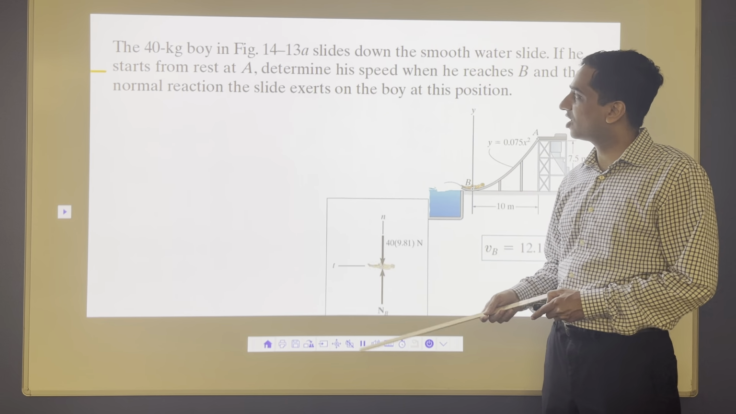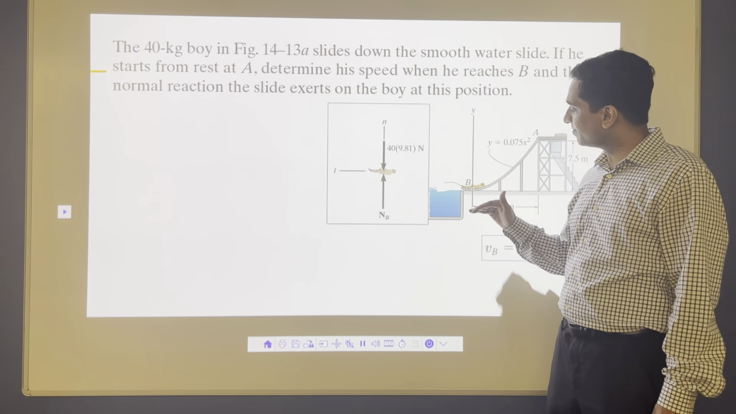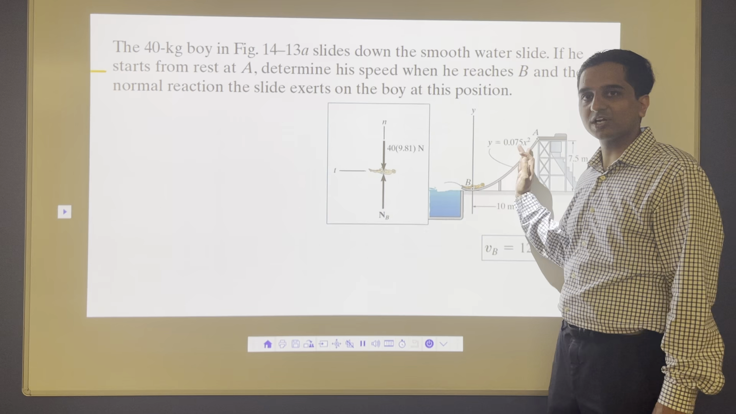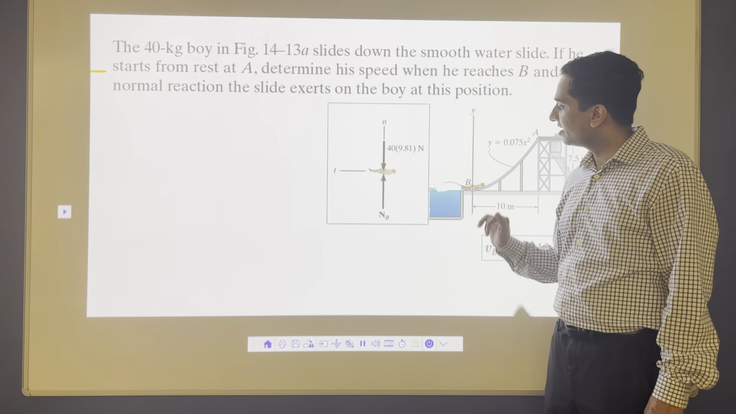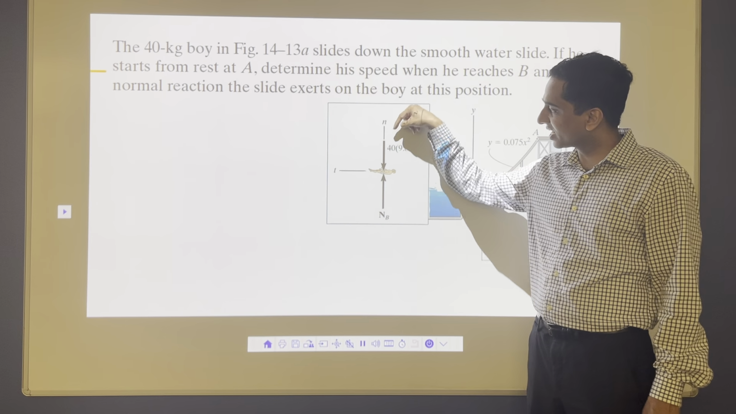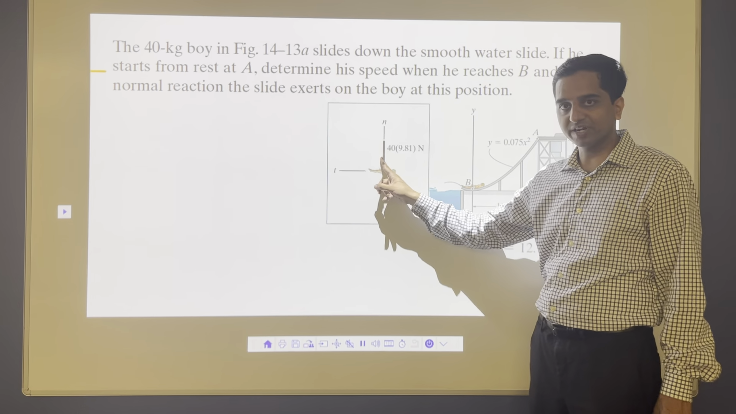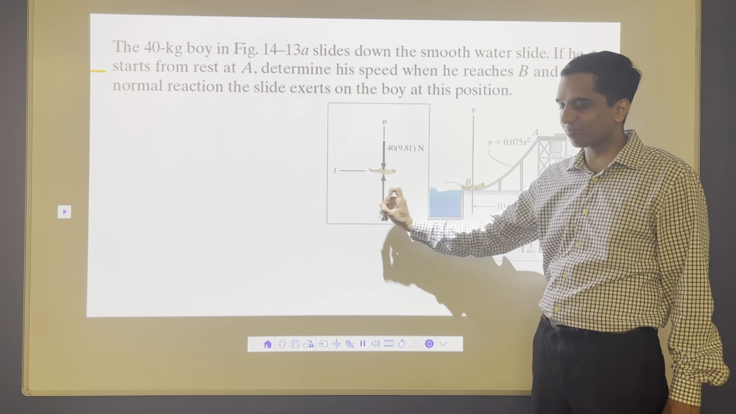Now we have to find out what is the normal reaction when he is here. Let's imagine this boy is just sleeping, he is not coming down with velocity. If that's the case, the normal will be exactly equal to weight. That will be 14 times 9.81, whatever the number here, mass times gravity will be the normal.